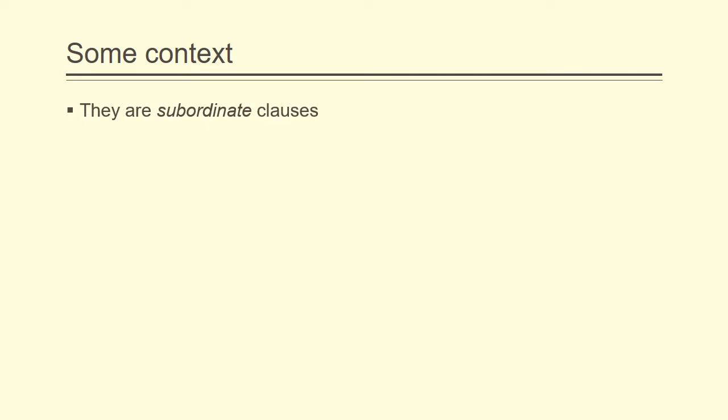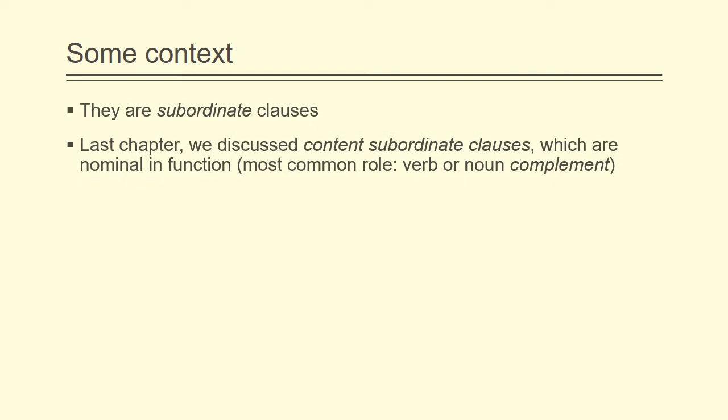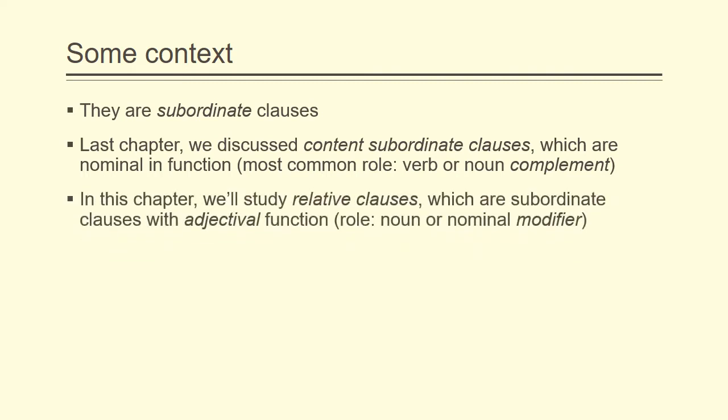Well, first, they are subordinate clauses, and in the last chapter we discussed content subordinate clauses, which are nominal in function, and their most common role, as we saw, is to be either a verb or a noun complement. In this chapter we're going to study relative clauses, which are also subordinate clauses, but these have an adjectival function, and their most common role is going to be a noun or nominal modifier.